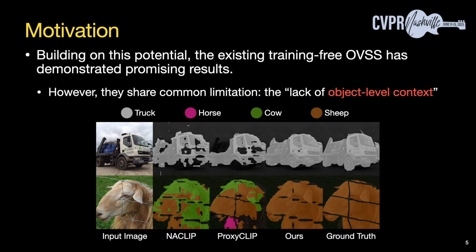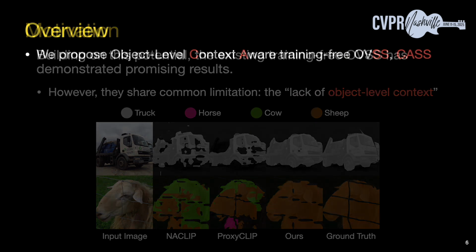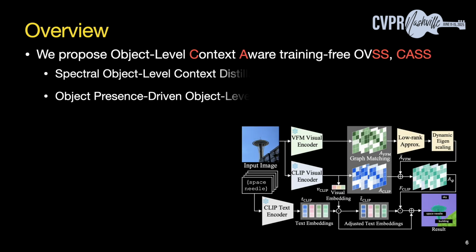To grasp object-level context, please refer to this illustration. Components comprising a truck, such as its wheels and cargo area, should be grouped as a single entity. Similarly, components of a sheep should be accurately unified under the correct user-given object class. To address this, we propose CAS, which incorporates object-level context into training-free OVSS.